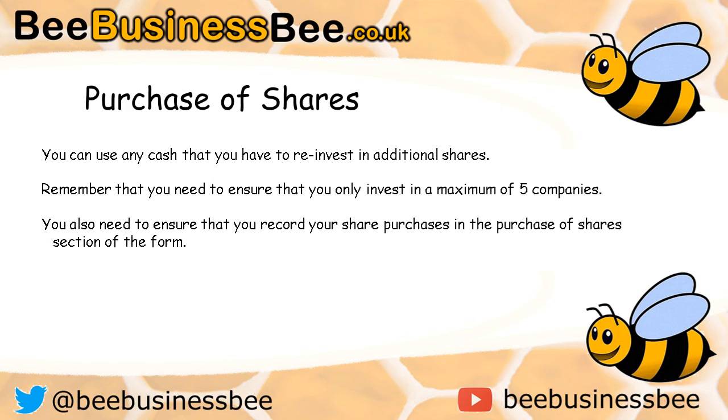You may wish to purchase some shares. You can use the cash that you just made from selling shares or any cash you had in the bank to buy more shares. These could be shares in a new company, or these could be additional shares in a company that you already own. Remember though, you're only allowed to have shares in a maximum of 5 companies. You also need to make sure that you record your share purchase in the share purchase section of the form that you've got in your student pack.